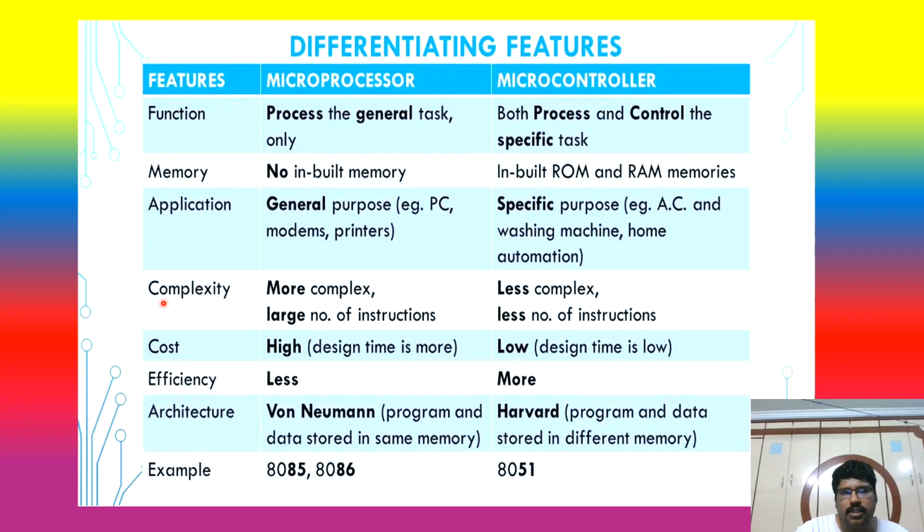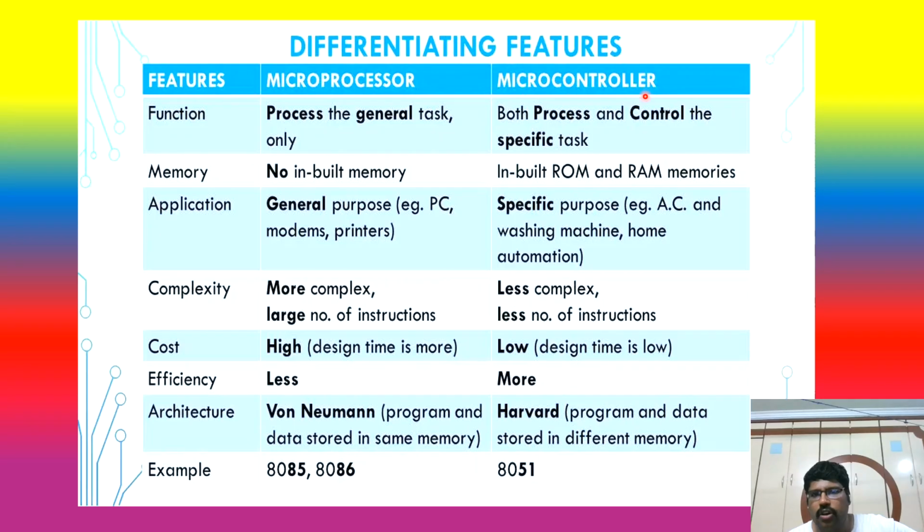Okay. Next, architecture. A microprocessor follows the Von Neumann architecture. That means we have the same memory, and in that same memory we can store both the programs as well as data. This is very complicated, because if I want to retrieve a program or data, I have to search the entire memory, which is a very big task.